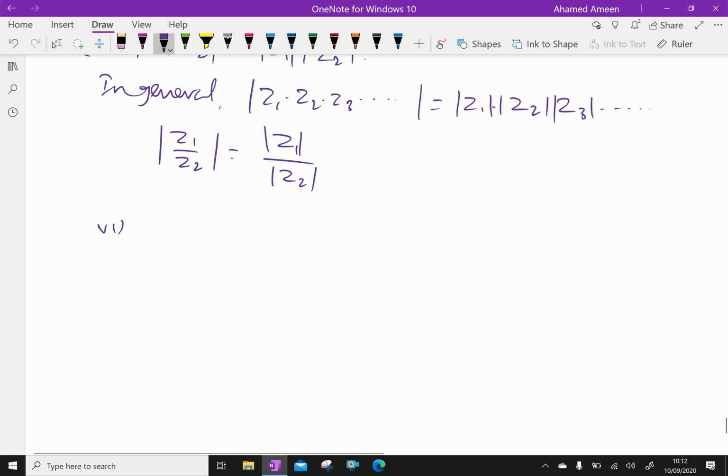Next, modulus of z1 plus z2 is lesser or equal to modulus of z1 plus modulus of z2. It's called the triangle inequality.